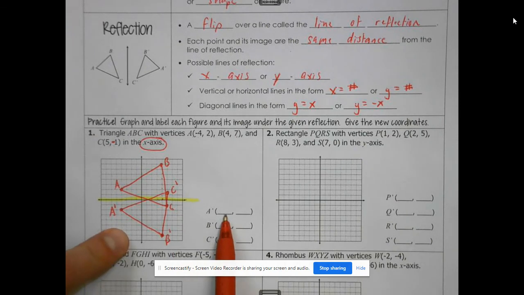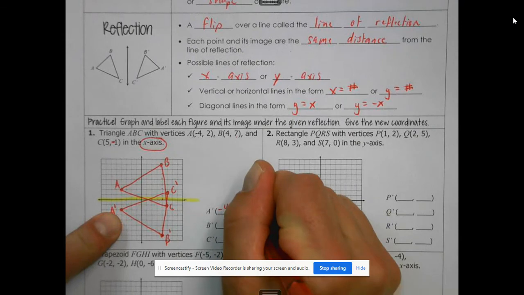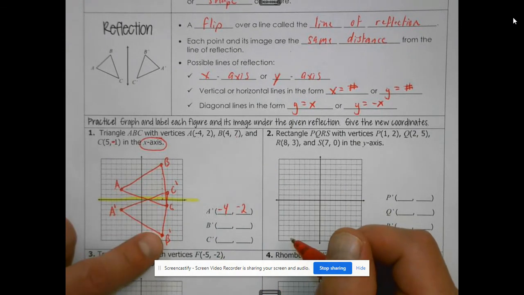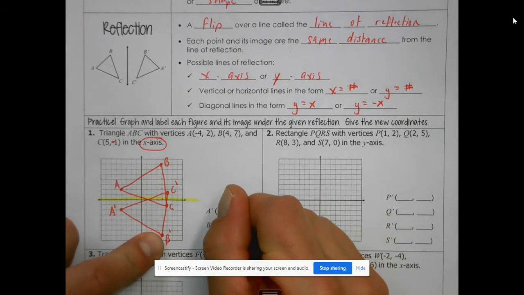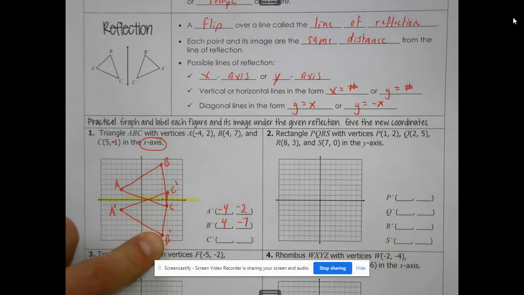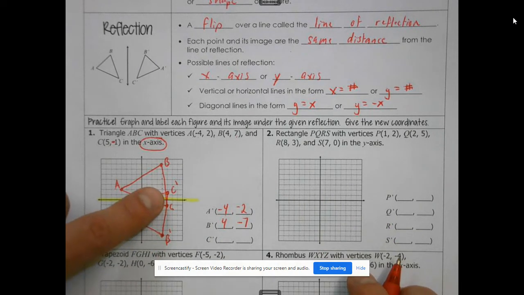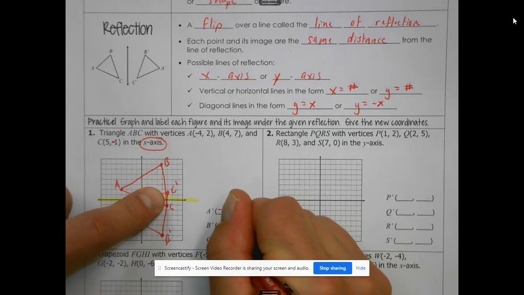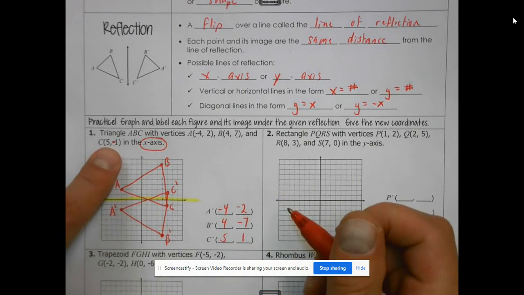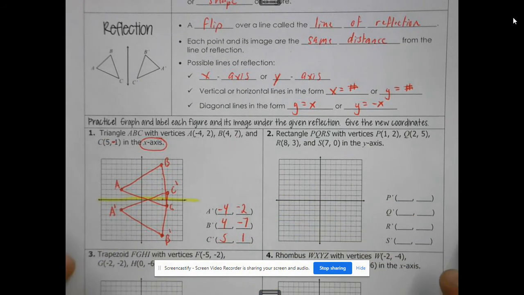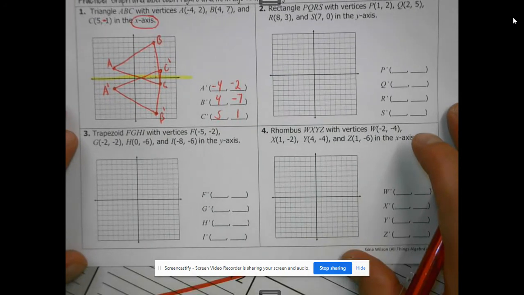Then over here, I just want you to label where these points are at. A prime was back 4, down 2. B prime was over 4, down 7. And C prime was over 5, up 1. Remember, we changed that to a -1 in the original. Number 3.